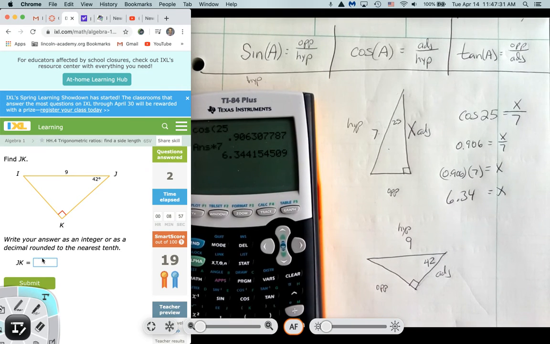Now let's look to see which side it's asking me to find. It says find the length of JK.